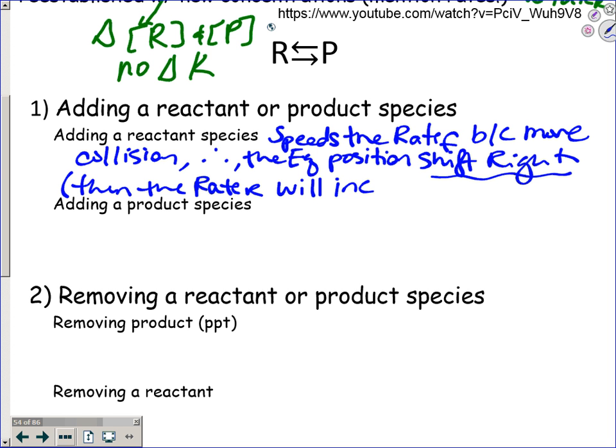But remember how we've always talked about predicting which way a reaction will proceed by looking at Q versus K? Okay, that's the same thing.